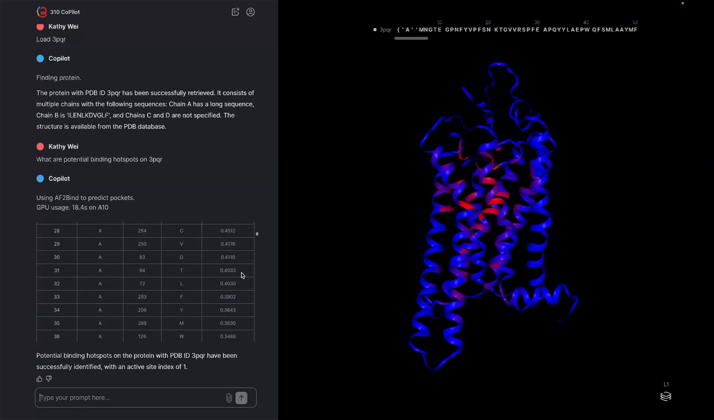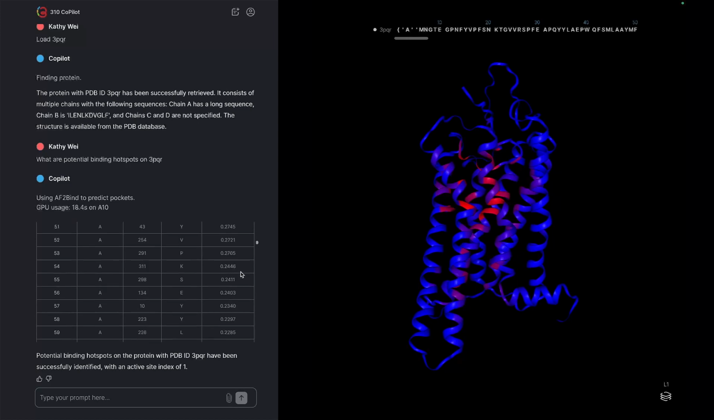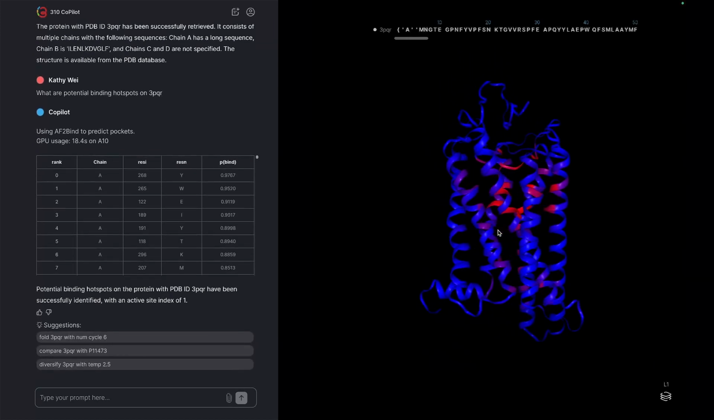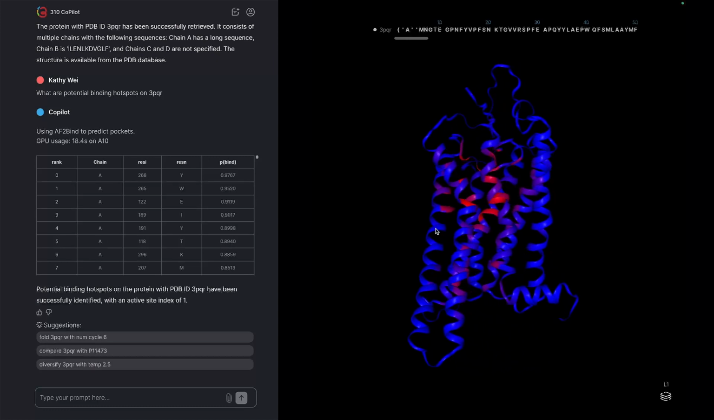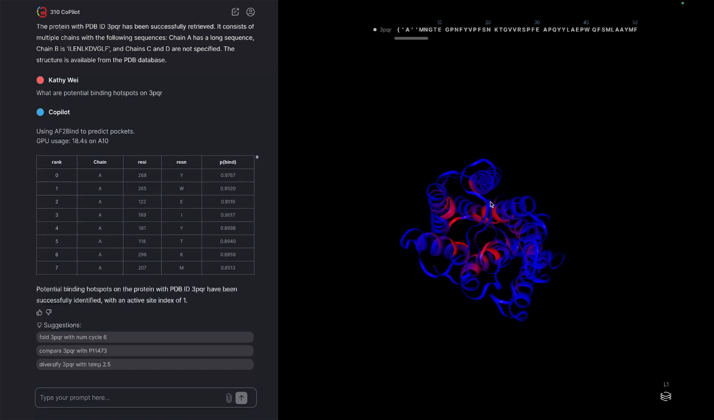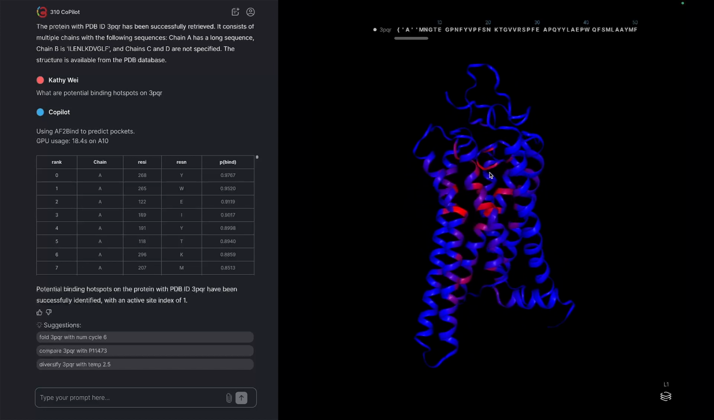In the visualizer, you'll see the structure colored blue where the binding probability is low and red where the binding probability is high. In this protein, called rhodopsin, you can see a pretty prominent pocket right in the middle. This is where naturally the small molecule retinol binds. Together, this is a complex in your eyes that senses light and allows you to see.